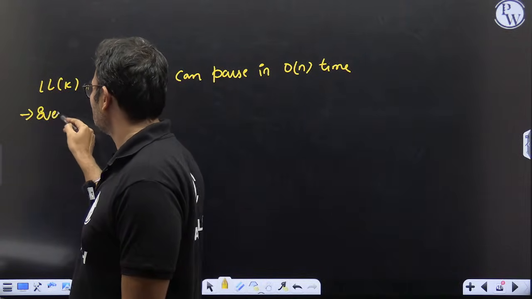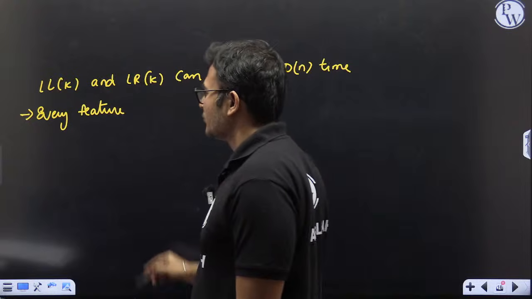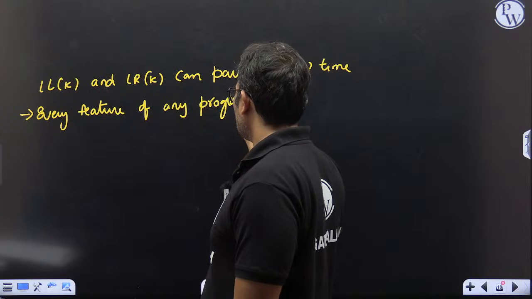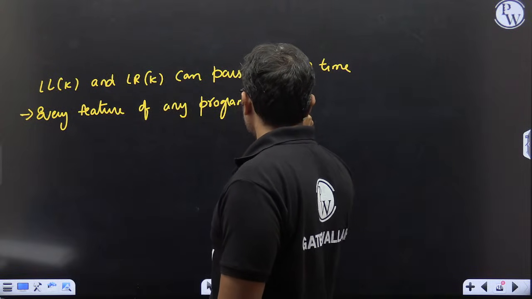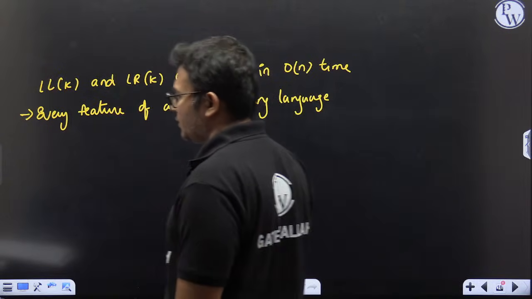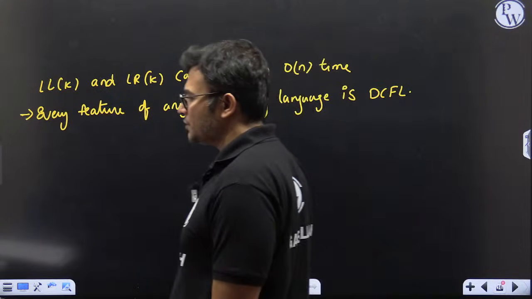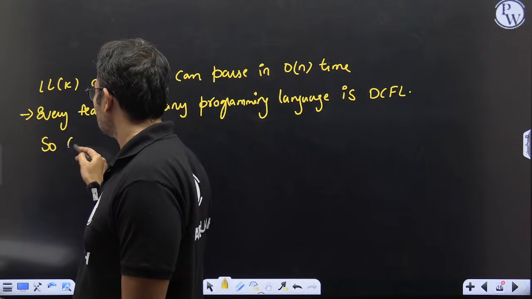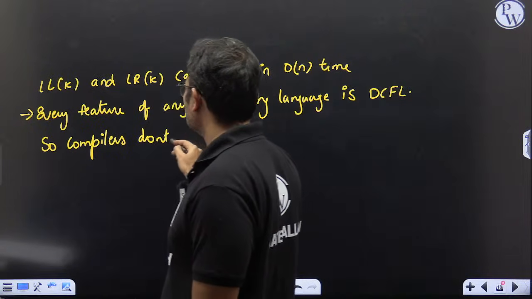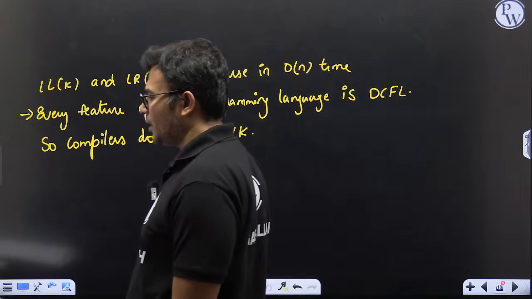Every feature of any programming language is DCFL. So compilers don't need CYK.